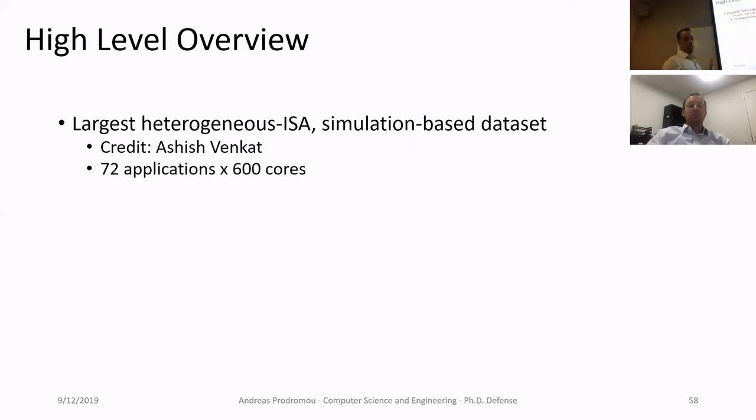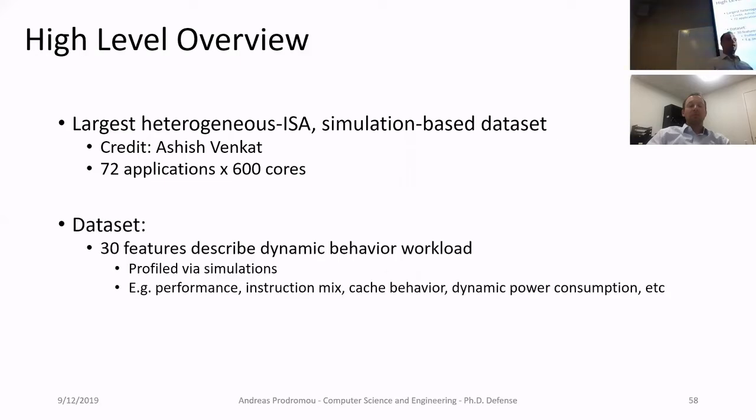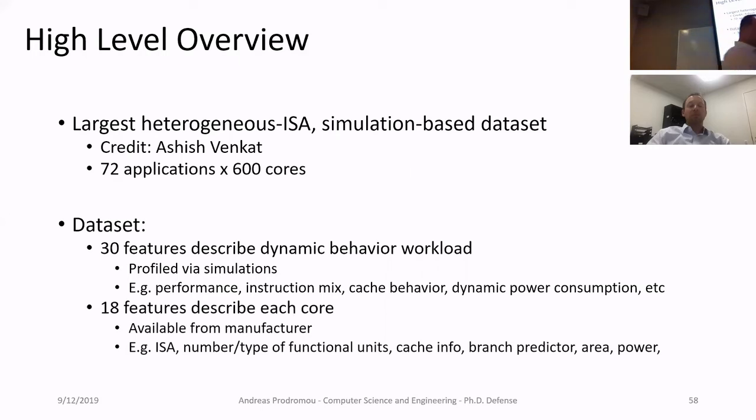In this work, we use the largest heterogeneous-ISA simulation-based dataset. Credit goes to Ashish Venkat, who created it. And it includes 72 applications, each one profiled on 600 cores, 43,200 entries. Each entry has 30 features that describe the dynamic behavior of a workload as it was profiled in simulations. This can be performance, instruction mix, its dynamic behavior, and so on. And we can also have 18 features that describe each core, which are features available from the manufacturer. It can be things like which ISA we have, a description of functional units, cache architectures, and so on.